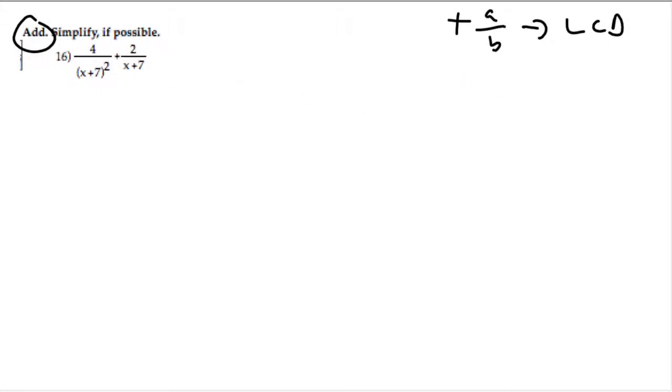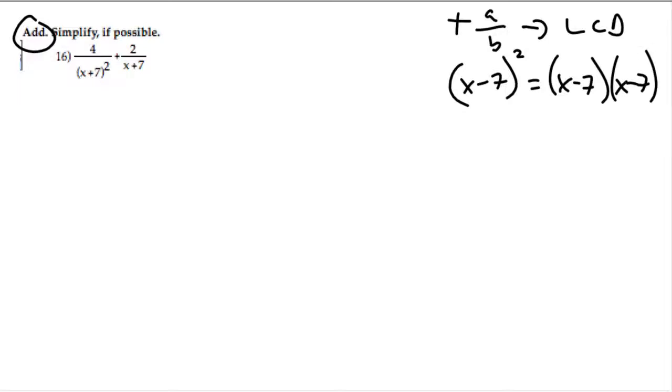The first one has a denominator of x plus 7 squared. I guess I could rewrite that as two factors, like x plus 7 times x plus 7. Or not minus, they're both plus. And the other one has a denominator of x plus 7. Okay, and the factor for that would just be x plus 7.